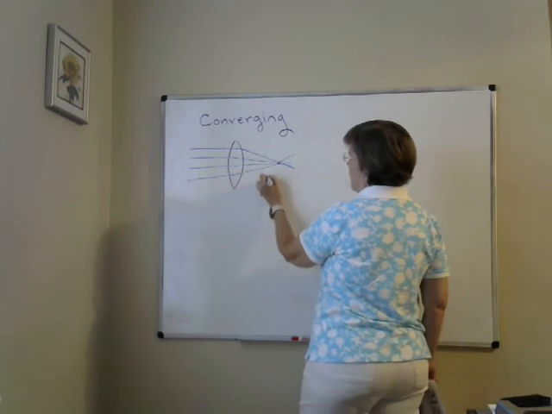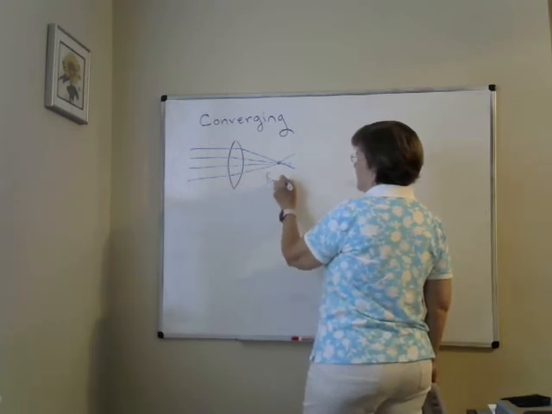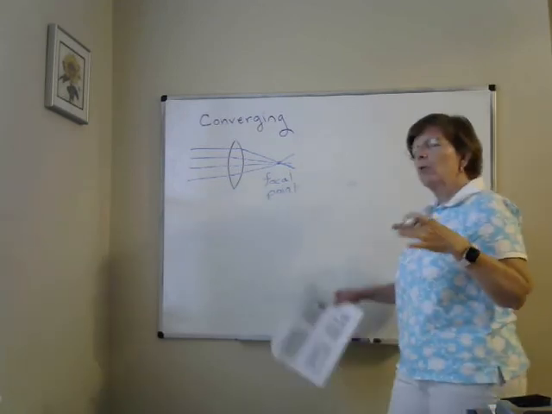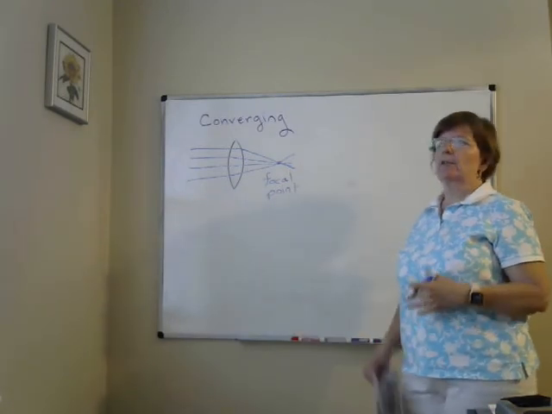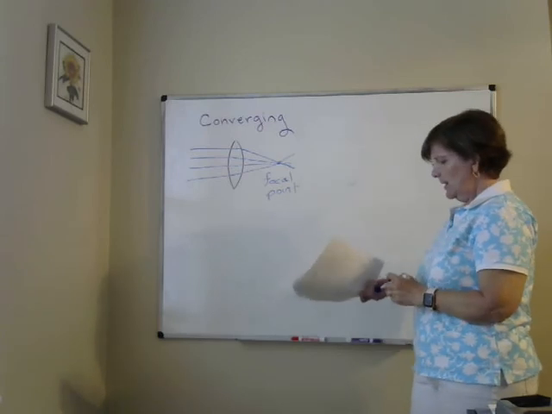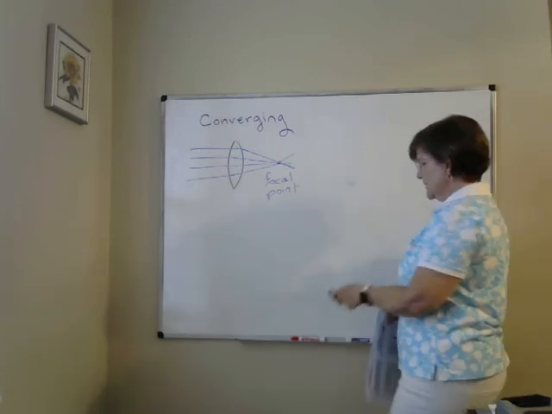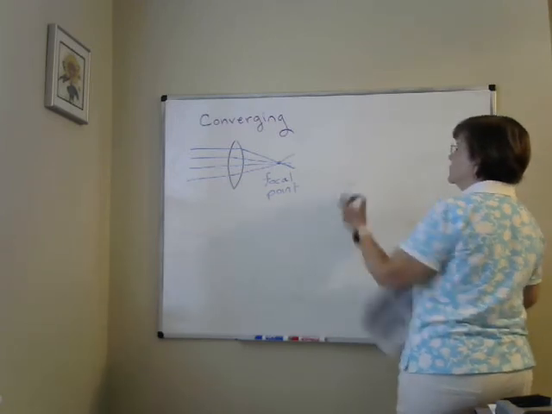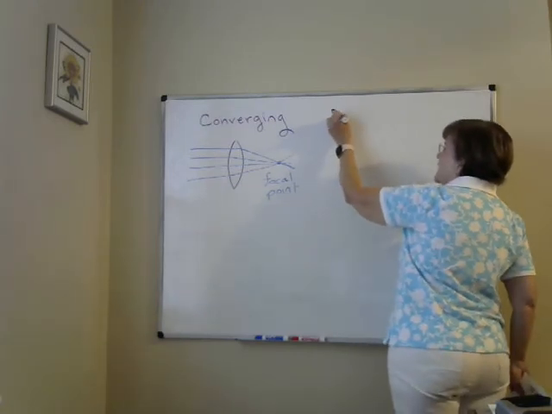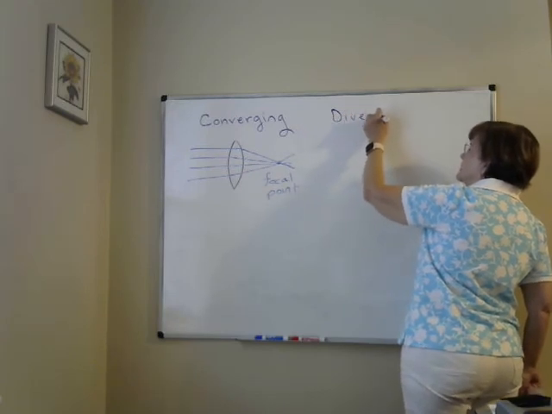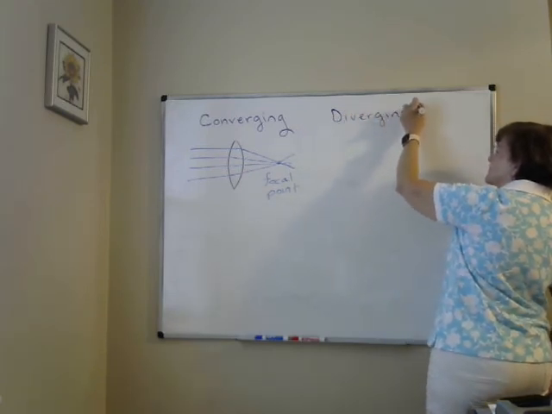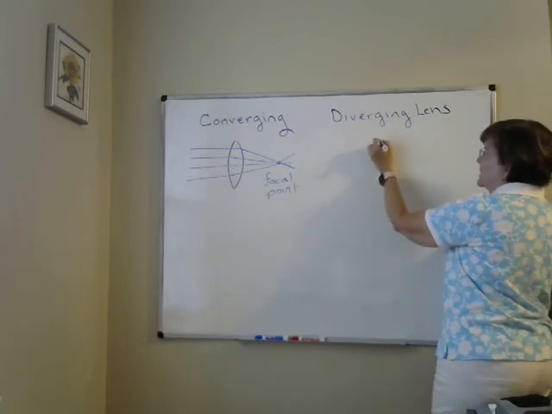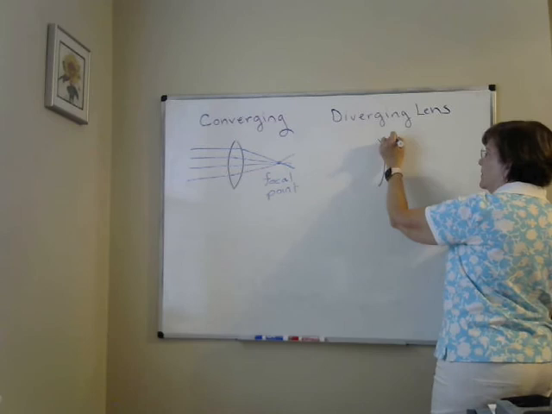That point is called the focal point. When you bend rays towards one another, that's called converging. They're getting closer. Okay? The other type of lens is called a diverging lens. A diverging lens does just the opposite. It tends to spread light apart. If I had a diverging lens, it would always be thinner in the middle.